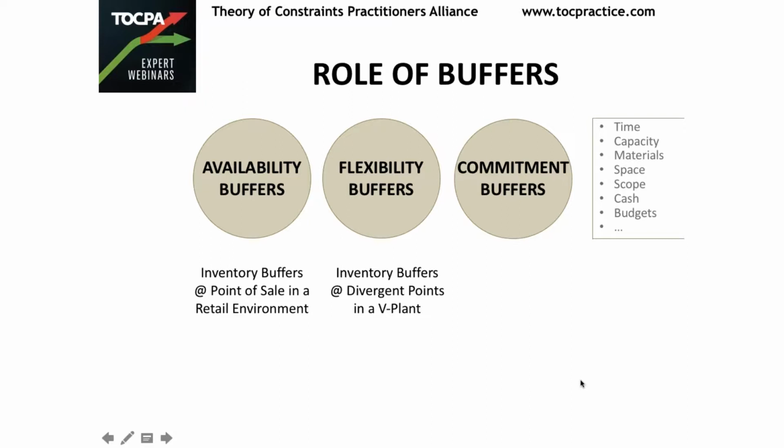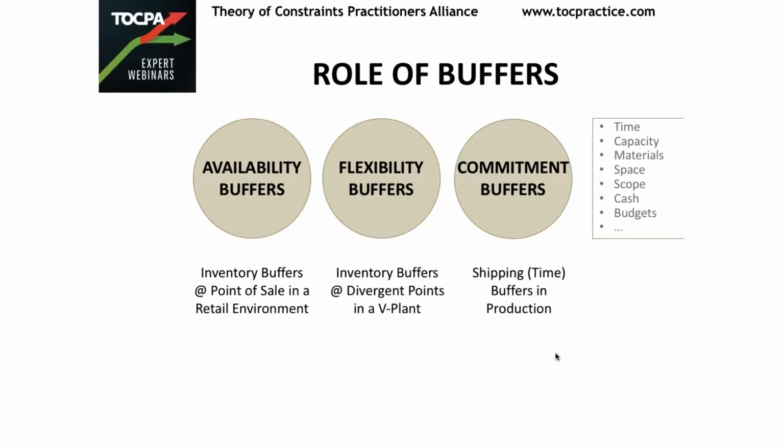For example, when you have a V plant, the inventory that you carry at the base of the V is a flexibility buffer, because you can then divert it along one path of the V or the other path of the V, and you can modify your schedules depending on what demand is coming in or how the demand is changing. And so that is what I mean by flexibility buffer. The commitment buffer is the shipping buffer in production. And so you want to make a commitment that you want to be able to keep.